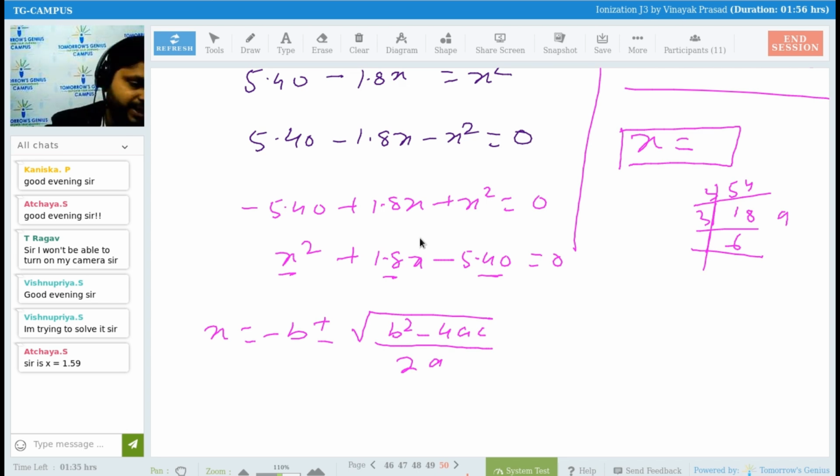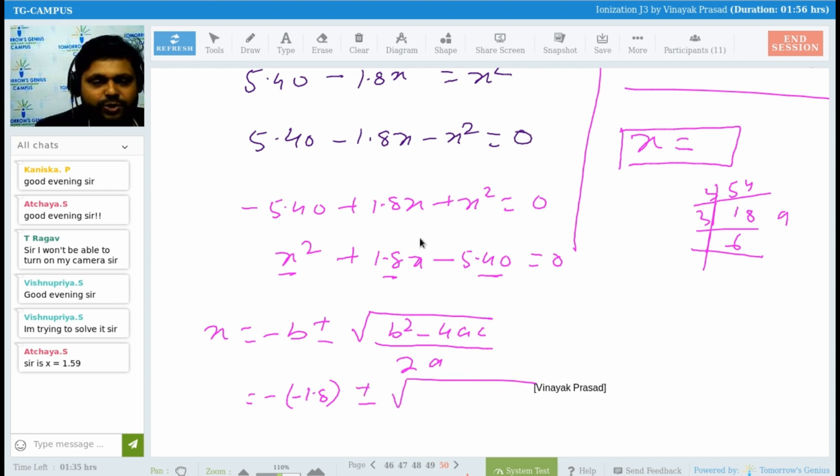That is minus b, what should I take? Minus 1.8? Yes or no, guys? Please tell me. And before it, see, minus has been given. So minus of minus 1.8. Yes or no? Please tell me, guys. Any problem till here? And plus minus, what am I going to take here? B. B is 1.8. So I have to do 1.8 square or not? Please tell me. Atacha, please turn on your mic.